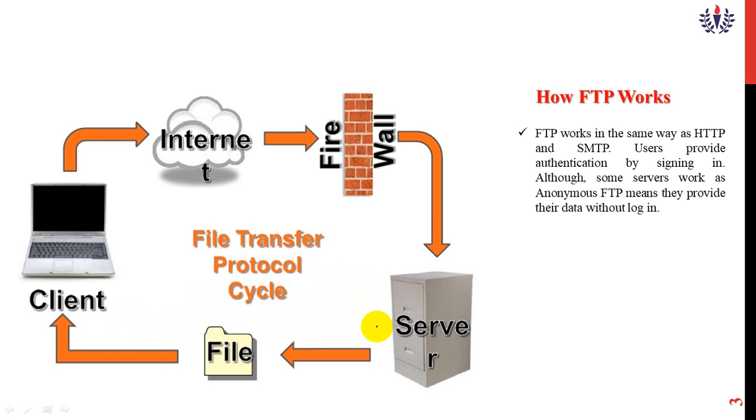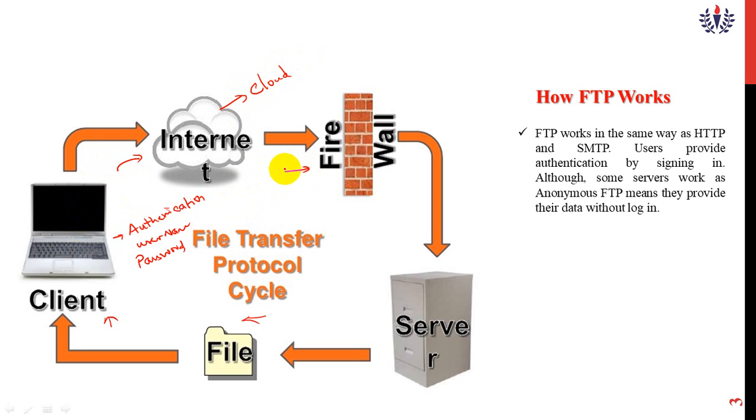Generally the file will be transferred from the server and then it will get to the client. So in the client there will be an authentication by using a username and the password. The system will access the internet or cloud computer. Then this system will access the firewall.